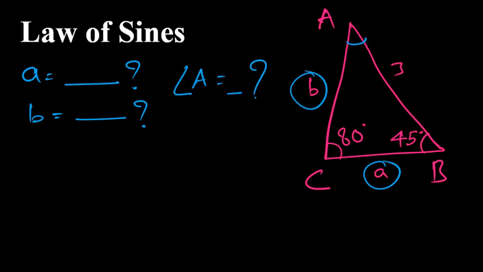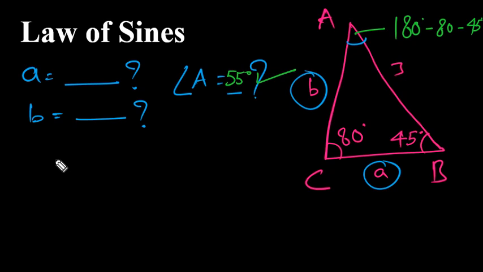To find the angle A, this is very easy. The sum of all the angles of a triangle is 180. So this will be 180 minus 80 minus 45, right? So 180 minus 80 is 100, and 100 minus 45 will give you 55. So angle A is how much? 55 degrees. That is solved.